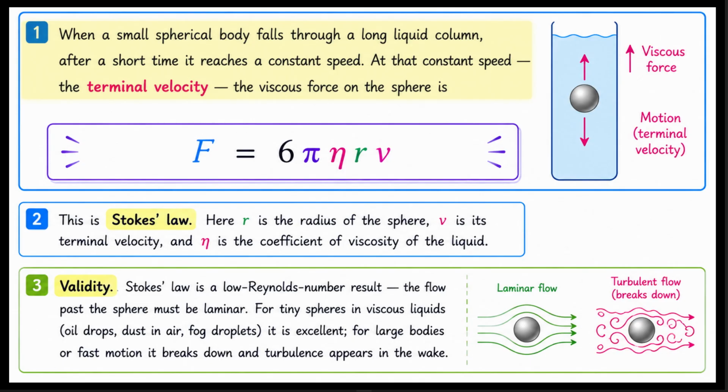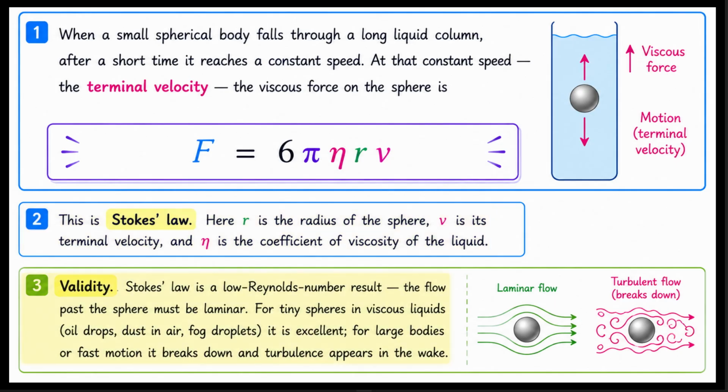When a small spherical body falls through a long liquid column, after a short time it reaches a constant speed. At that constant speed, called the terminal velocity, the viscous force on the sphere is F equals 6 pi eta r v. This is Stokes' law. Here r is the radius of the sphere, v is its terminal velocity, and eta is the coefficient of viscosity of the liquid.